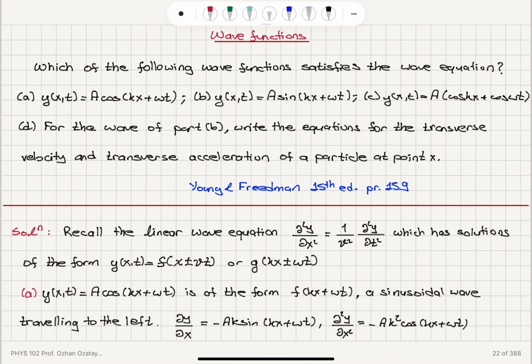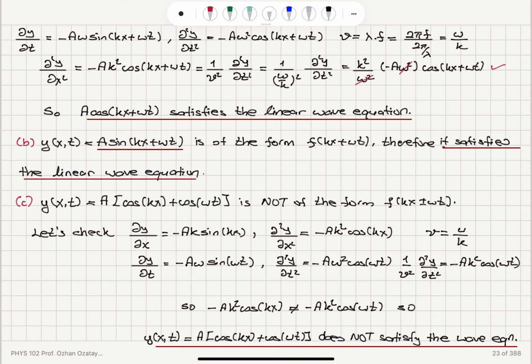It's minus if the wave is traveling to the right, plus if it's traveling to the left, or in plus i hat and minus i hat direction. We can also write this as g of kx plus or minus omega t. And a cosine kx plus omega t is of the form f of kx plus omega t. So it is a sinusoidal wave traveling to the left. It's not a sine, it's a cosine, so it has a phase difference. And if we substitute this into the wave equation, indeed we find that it satisfies the wave equation.